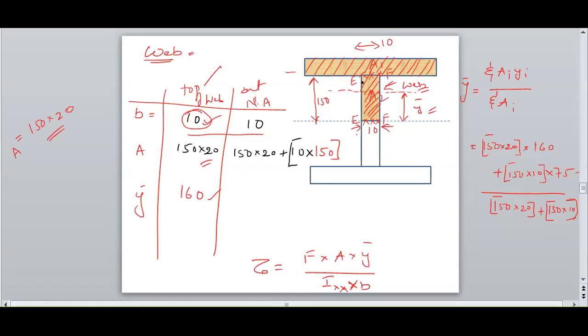So two areas will be there. A1 is 150 into 20. That is the top flange. And A2 is the web. Here is the shaded area.